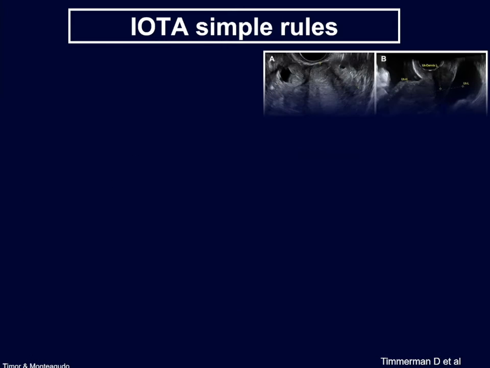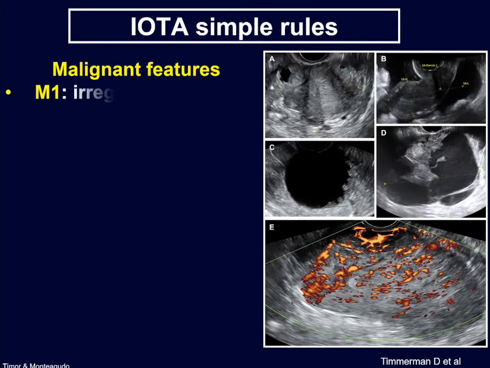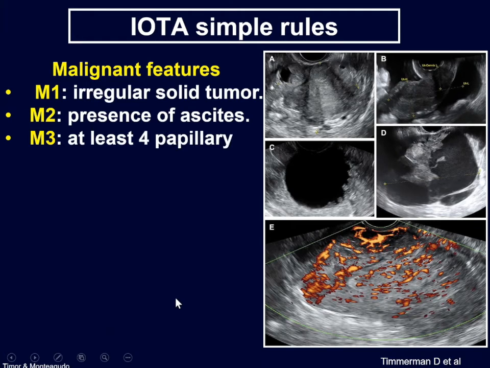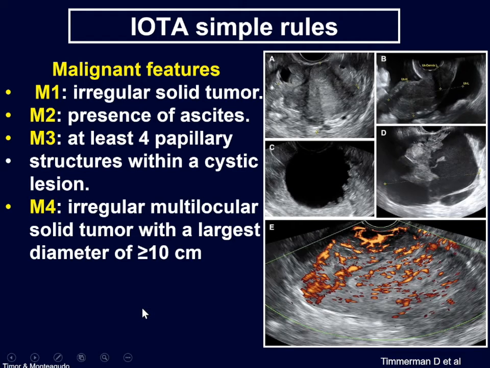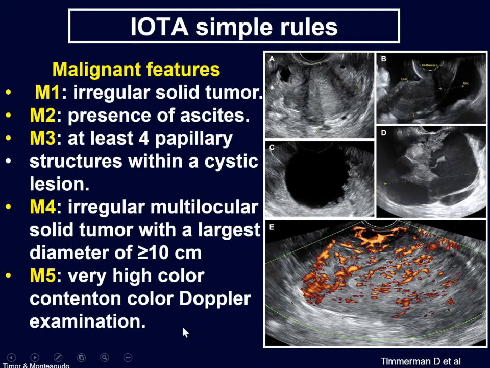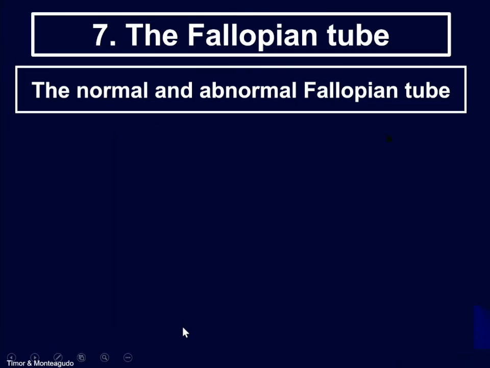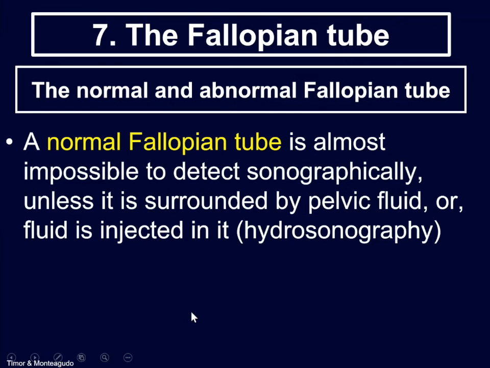And the IOTA simple rules, the malignant features, are irregular solid tumor, ascites, at least 4 papillary structures within a cystic lesion, irregular multilocular solid tumor with the largest diameter of more than 10 centimeters, and high color content on Doppler examination. Let me talk about the fallopian tube for several slides.